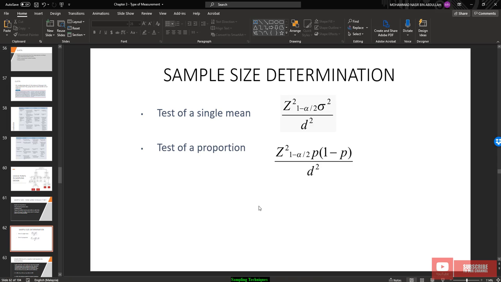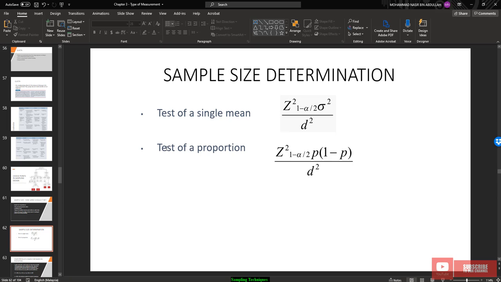Right. So this is an example of a sample size determination for a single mean. See, this is a Z value, 1 minus alpha divided by 2. Alpha comes from the type 1 error. So multiply with the effect size. This is the standard deviation, the population standard deviation, divided by the difference or effect size of the population. So this is for a single mean.